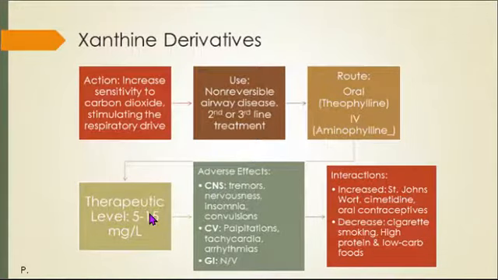Definitely learn that therapeutic level of 5 to 15. Very, very important to monitor for that. You're looking for tremors, nervousness, insomnia, convulsions, palpitations, tachycardia, arrhythmias, nausea, and vomiting. When they get toxic on this, which is common, these palpitations, arrhythmias, especially nausea and vomiting, get significant. The first thing you want to do is stop it, check a level.